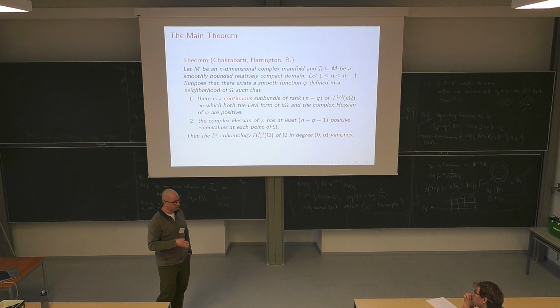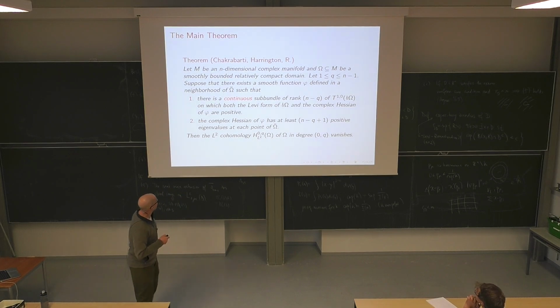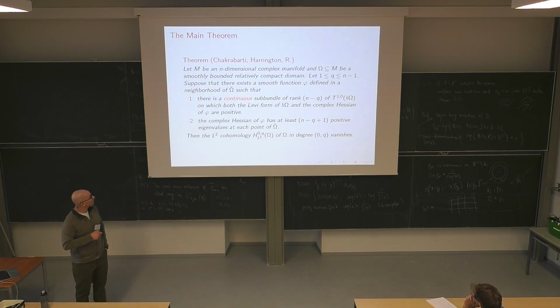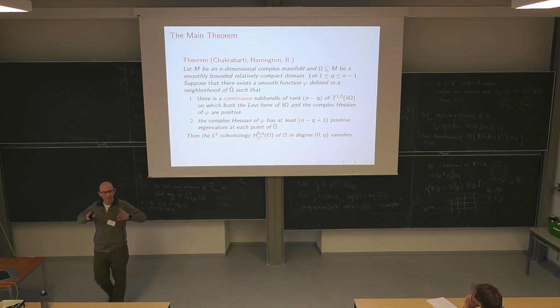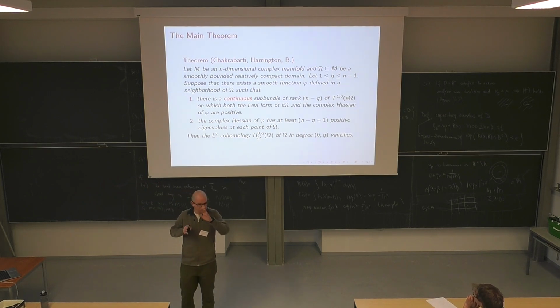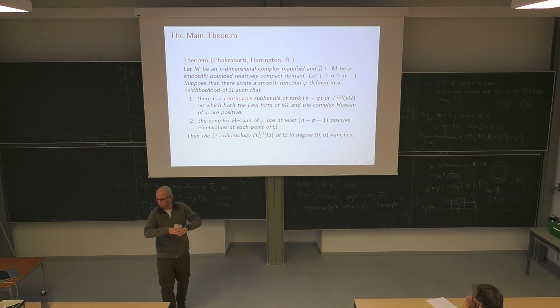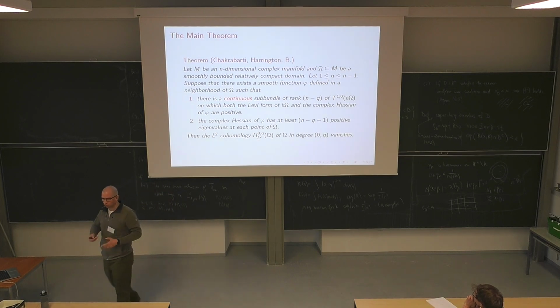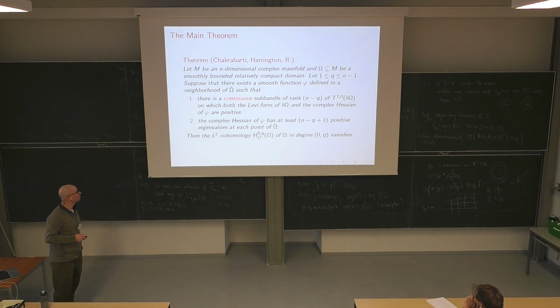The point here is, the question is like, what's going on with the subbundle? We have to know that where the complex Hessian of phi is positive and where the Levy form is positive, they can't be unrelated to one another. There has to be some interaction between the two of them. Otherwise, there's no hope, okay?